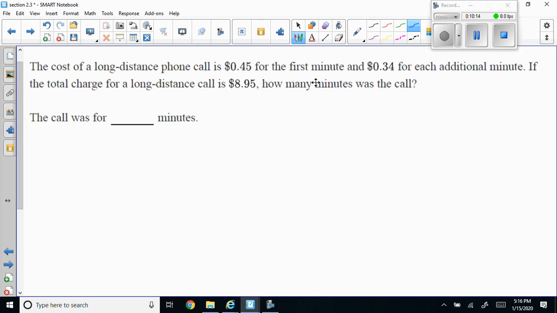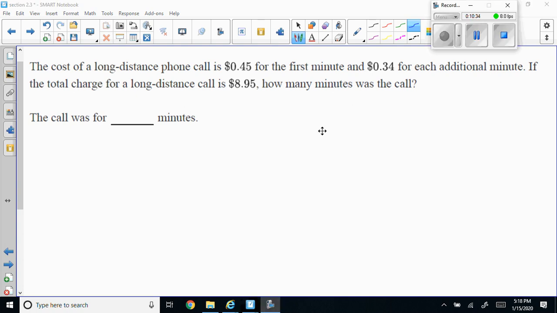I want to see if you can take about a minute to reason out what this would be. How many minutes was the call if it cost $8.95 in long distance? Go ahead and take about a minute to see what you can do.